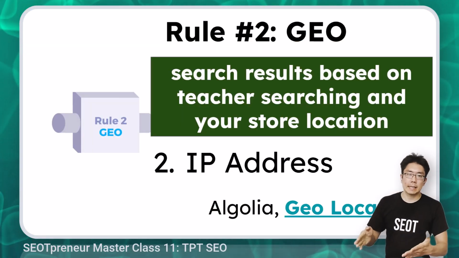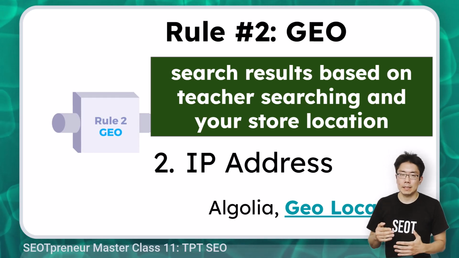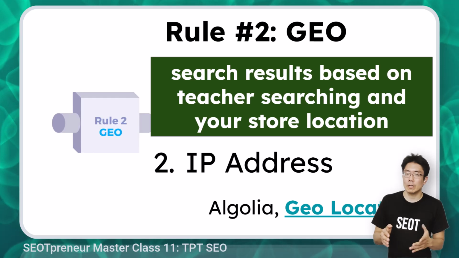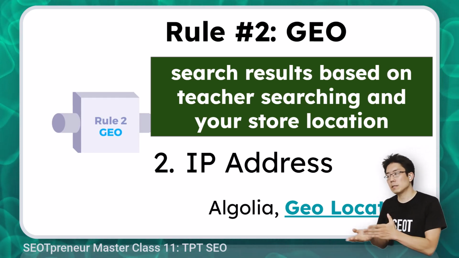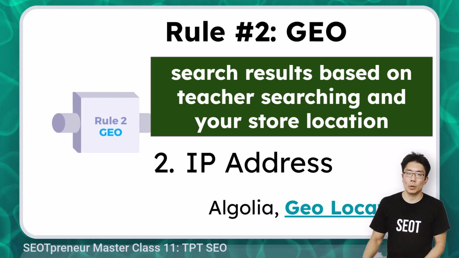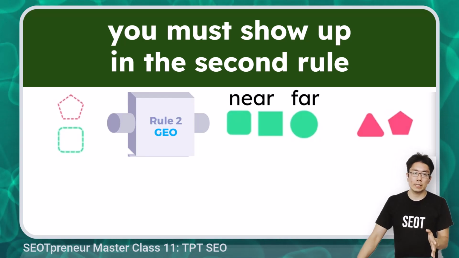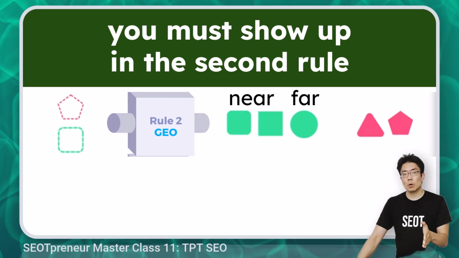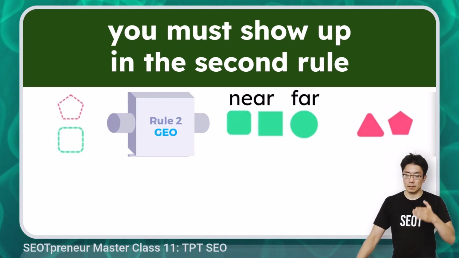So if you watch the second secret video, you know that I suspect this is what TPT did during their personalization. This is what I think TPT was exploring with their personalized search back in the day. But the search results would be based on the teacher searching and your store location. So if this geolocation rule was in play, you would have to be closer to the store. Your store would have to be closer to the teacher searching for you to show up in the search results.